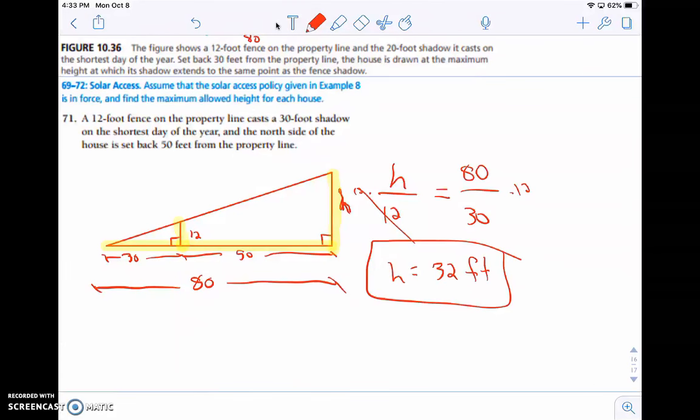But again, that's using similar triangles to be able to determine this information without having to break out all the tape measures, or having to wait for that day to come and then actually measure, and get a big old long stick and try and measure where it's at. You can use the math and do it beforehand, and then construct your home, trusting the math and knowing that if you're 32 feet or shorter, you're going to be totally fine within this ordinance.